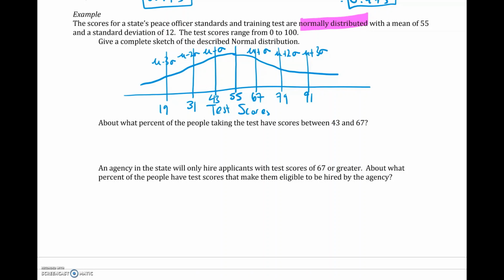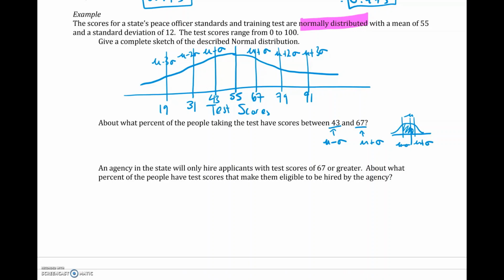Okay? So, if we take a look at this, what percent of the people taking the test have scores between 43 and 67? So first we have to ask ourselves, well, what's 43 and what's 67? 43 here is the mean minus 1 standard deviation. 67 is the mean plus 1 standard deviation. So we're looking at just this part, right? If this is my curve, this is my mean, I'm just looking from mean minus 1 standard deviation and mean plus 1 standard deviation.